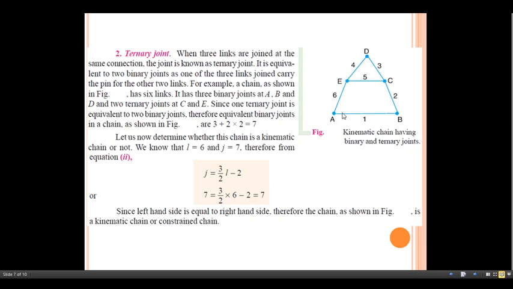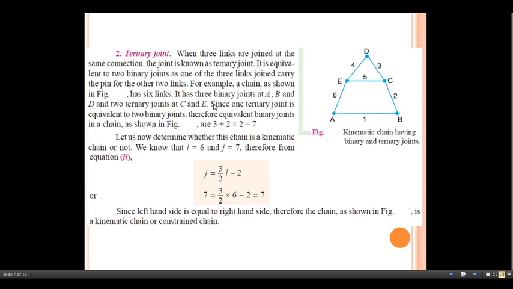So this binary joint is formed by link number 1 and link number 6. Link number 1 and link number 2 form a second binary link. Link number 3 and link number 4 form the third binary link. Apart from this, links number 2, 3, and 5 at point C form the first ternary joint, and links number 4, 5, and 6 form the second ternary joint.